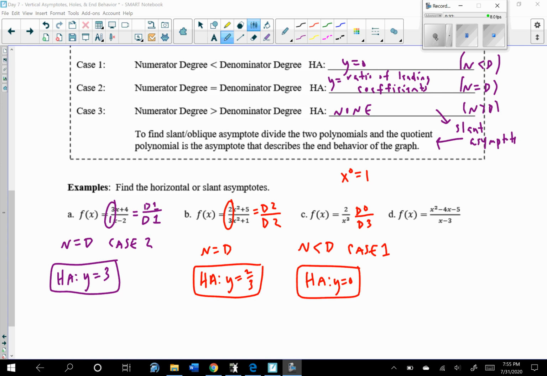So looking at this last one, again, it's in standard form. So this is a degree 2 over degree 1. So the numerator degree is bigger than the denominator degree. So this is case 3. So that means the horizontal asymptote is none, and it means we have a slant asymptote.